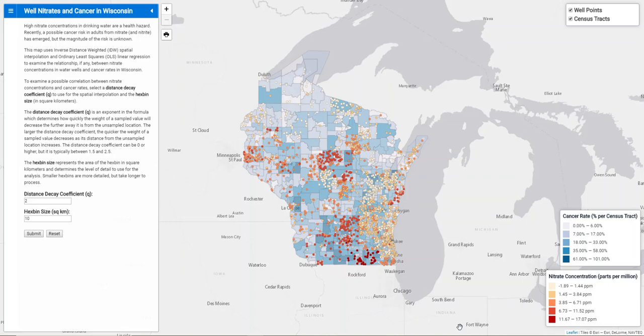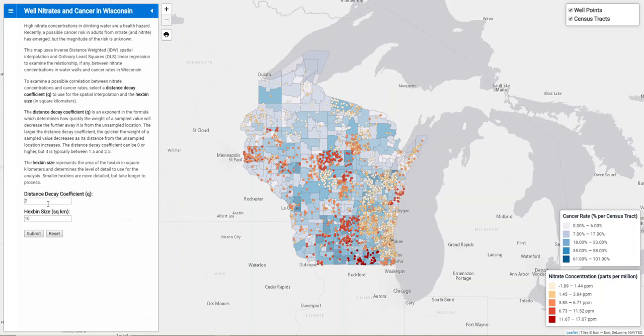When you first arrive at the map, you will see two layers. First are water well points, symbolized by their nitrate concentration in parts per million. The second are census tracts, symbolized by the percentage of people in the tract who were diagnosed with cancer in the past 10 years. Both layers are symbolized using the Jenks natural breaks classification method from the Simple Statistics package. You can click a well point to view its nitrate concentration, or you can click a census tract to view its cancer rate.